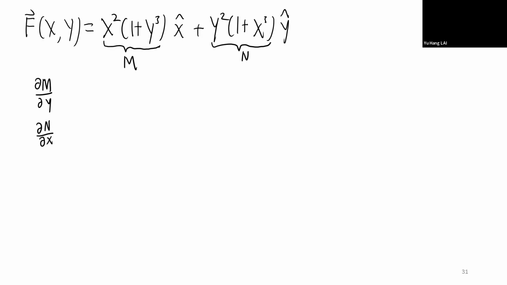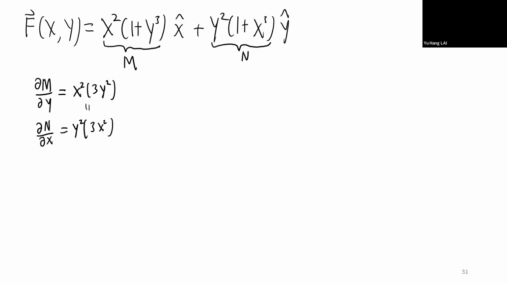If you do partial M, partial y, what you will find is x squared times 3y squared. On the other hand, if you do partial N, partial x, you will have y squared times 3x squared. These two are equal to each other. So as a first step, we show that this is a conservative field.